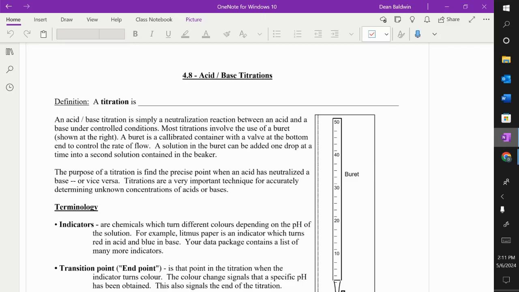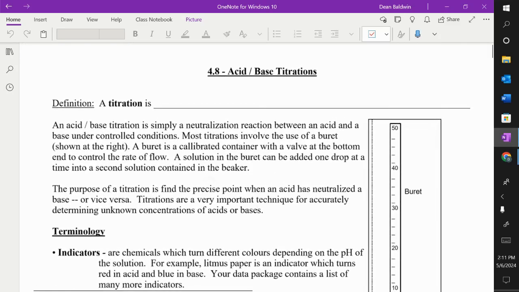All right. Acid-base titrations. All right. Can anybody give me a definition of what a titration is? You've done them. You did it in Chem 11. We've done 2 of them in Chem 12. What would you call a titration?